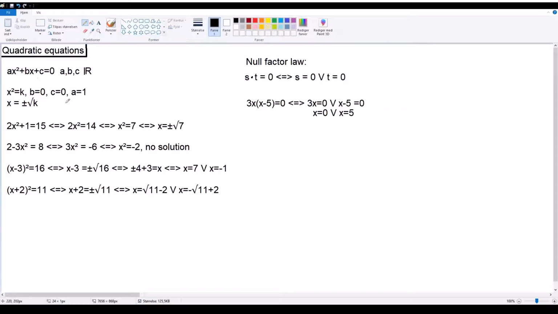So this video is going to be about quadratic equations. So what is a quadratic equation? Well, that's essentially a formula which looks like this, which is ax squared plus bx plus c equals 0, where a, b, and c are all real numbers. In the simple case where b is equal to 0, c is equal to 0, and a is equal to 1, x squared can be represented by k, where x is equal to plus minus the square root of k.